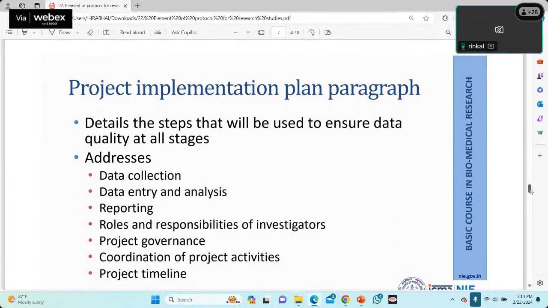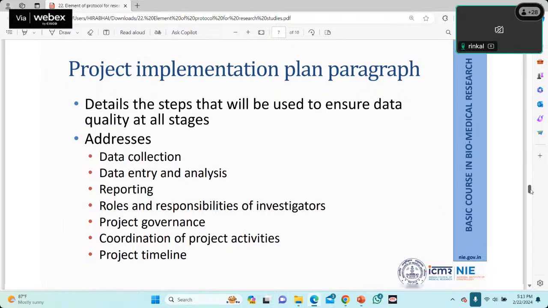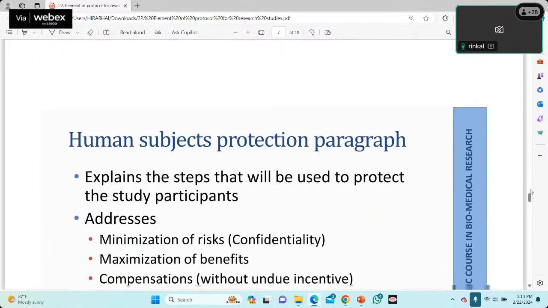Then how you are going to plan it. So here the important thing is the project timeline: which date is the deadline, before how many days you will complete your data collection, before how many days you will enroll the patient, before how many days you will go for ethics committee approval, and before how many days you should have your draft protocol ready. So that is the important part when you are mentioning the project implementation plan. Okay.